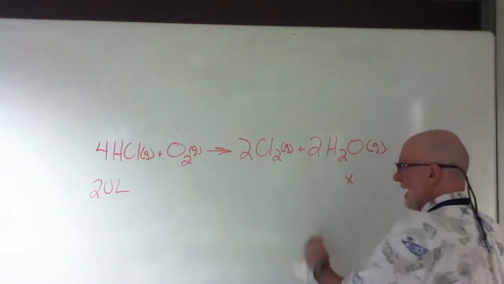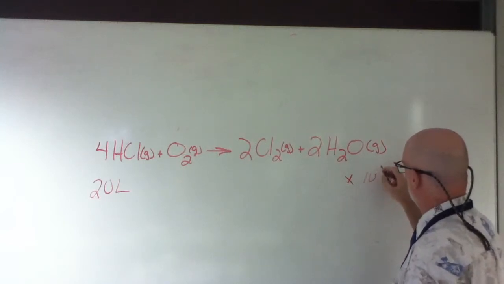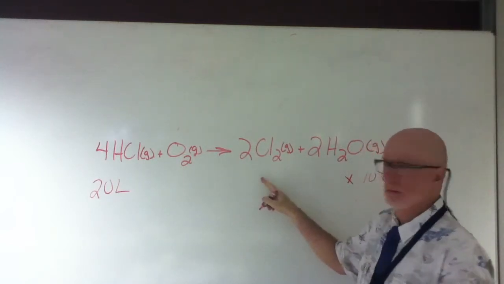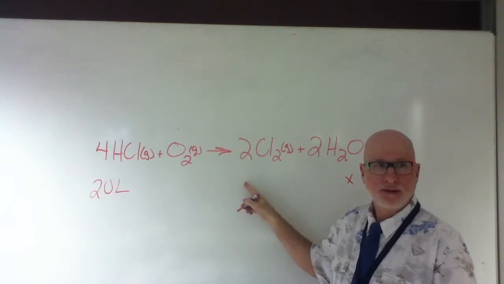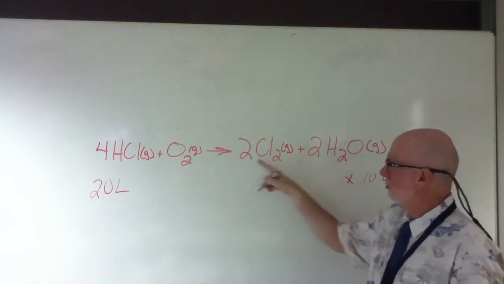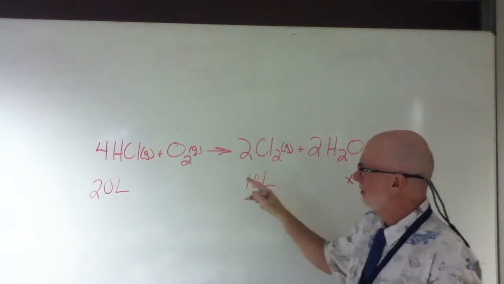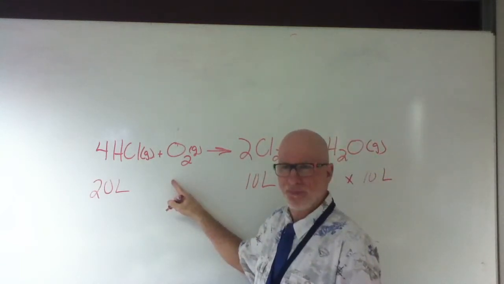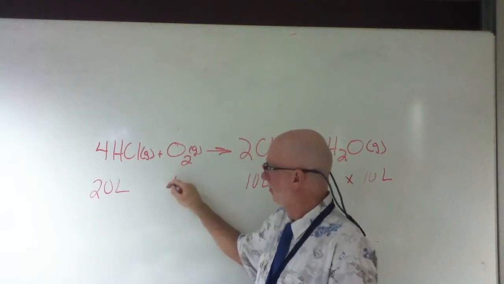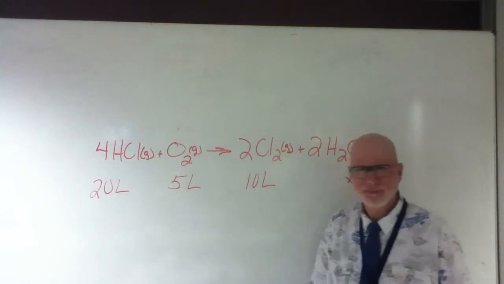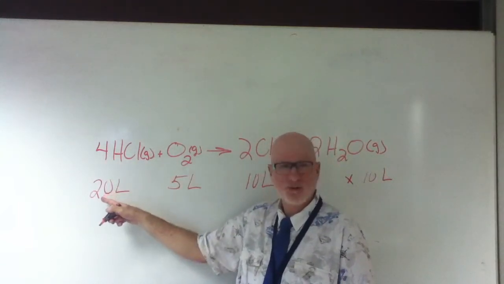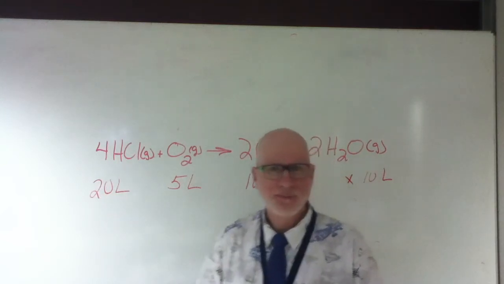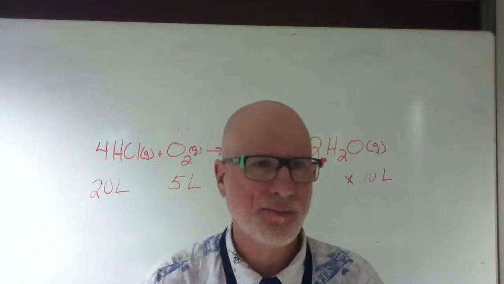All right, so this is 10. How many liters of gas is going to be there? 2 to 2 is 1 to 1, so it's going to be 10. And what's this going to be? 4 to 1, right? What's a fourth of 20? Volume. Okay.